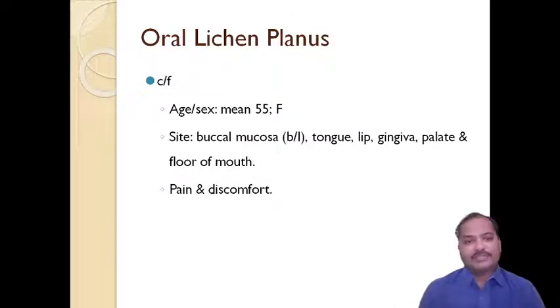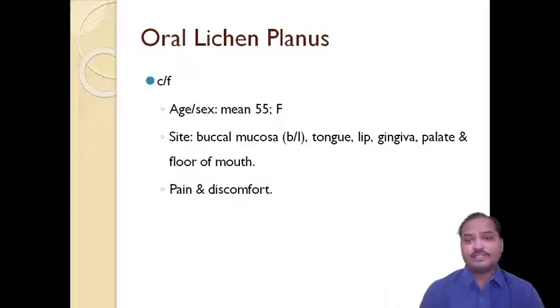Clinically, what will we see in cases of lichen planus? This is very important, as whatever we see clinically is what the patient comes with. So if we know about the features of a particular disease, it will be easy for us to diagnose based on the typical or characteristic features if they are seen. So clinically, we can see a patient with a mean age of 55, meaning 50 to 60 years of age, and females are more commonly affected.